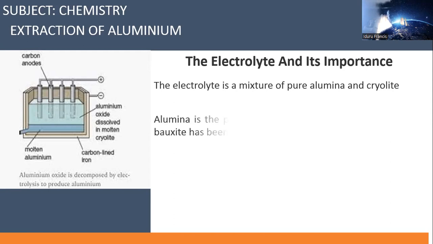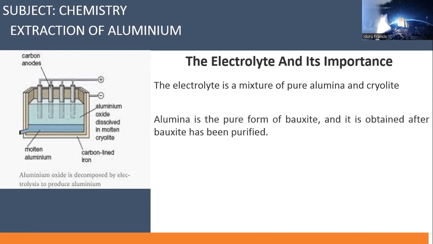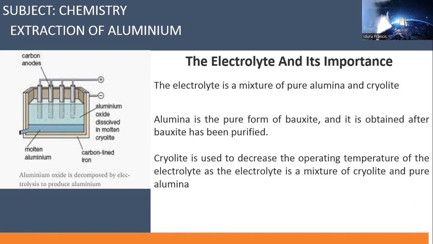The first significance of the cryolite, which is used as a solvent in dissolving aluminum oxide, is that the presence of cryolite increases the electrolytic conductivity of the electrolyte. Cryolite helps to increase the electrolytic conductivity of the electrolyte.